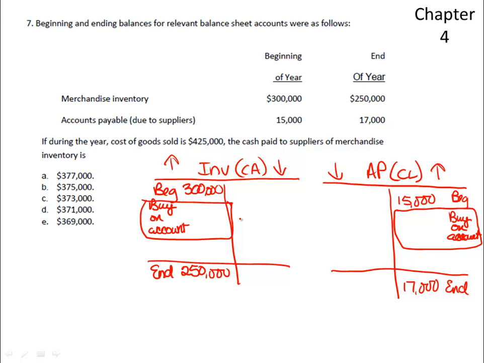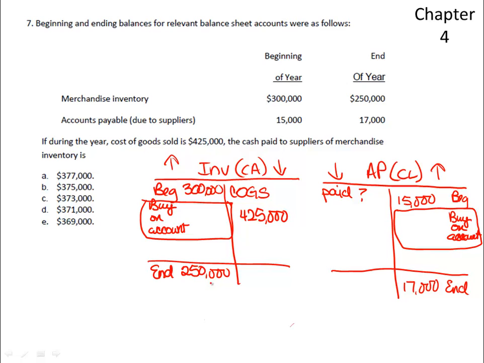Now, inventory decreases when you sell your inventory, and it decreases by the cost of the goods that are sold. So we know that inventory is reduced and it goes into an account called cost of goods sold. And notice here it says that cost of goods sold for the year was $425,000. Now the only thing that makes accounts payable go down is when your bills are paid. So we don't know how much we paid. In fact, that's the question. How much did you pay to suppliers for merchandise inventory this year?